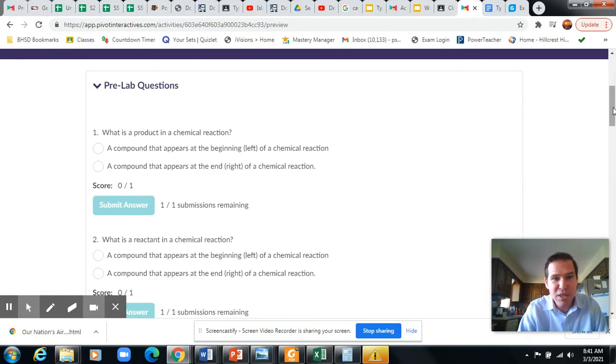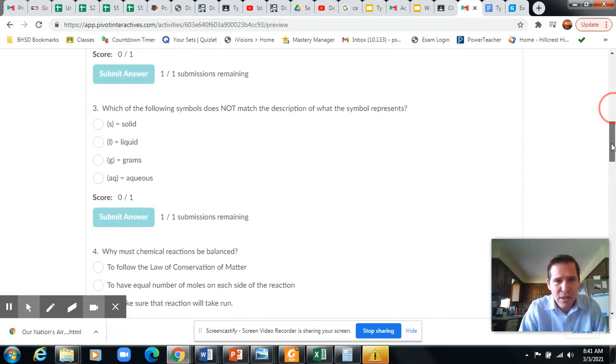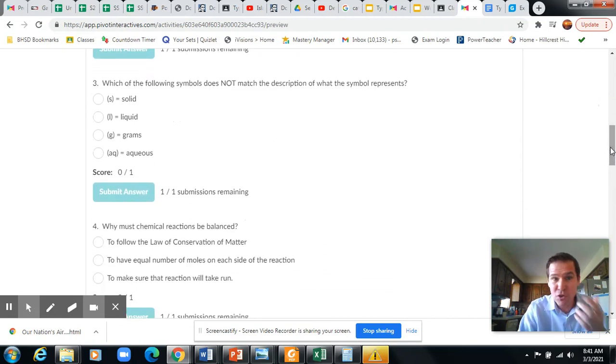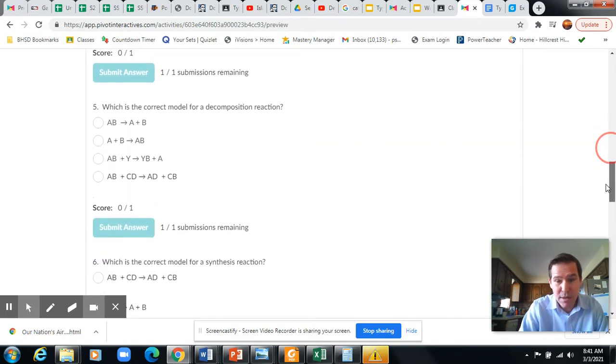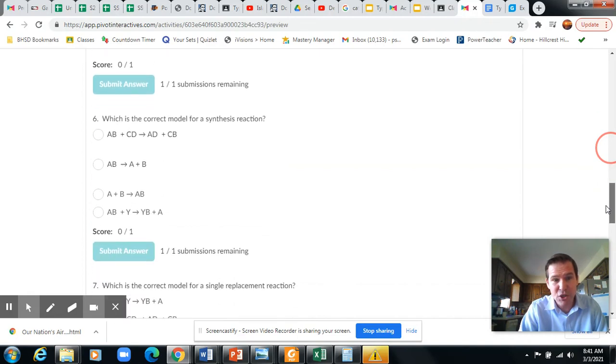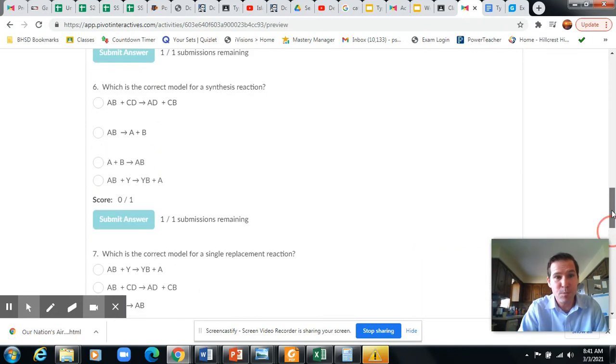So as you can see with these pre-lab questions, I think most of these questions are pretty easy. What is the product? What is the reactant? We talk about symbols, going back to chemical equations and word equations. Why must something be balanced? Then we get into the different types of reactions. So decomposition, synthesis, single replacement. I have those notes on Google Classroom for you that has the model for all those. Go back and look at that. Don't just guess. Look up the right answers for these.